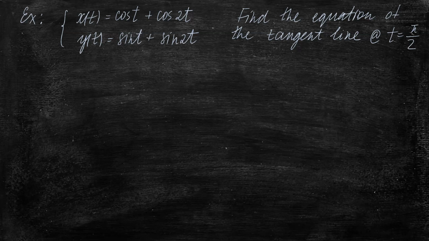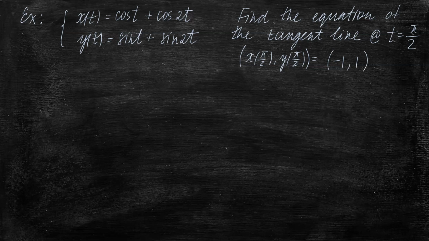So again, first of all, what does it mean to find the equation of the tangent line when t is equal to pi over 2? We're talking about this specific point on the curve, and let's find it. So evaluating x at pi over 2 gives us -1. Cosine of pi over 2 is 0. Cosine of pi is -1. Same thing here. Sine of pi over 2 is 1, and sine of pi is 0. So this is the point where everything is happening.